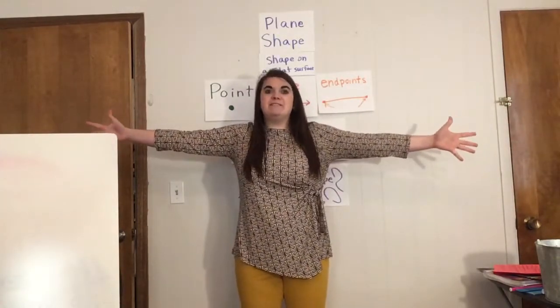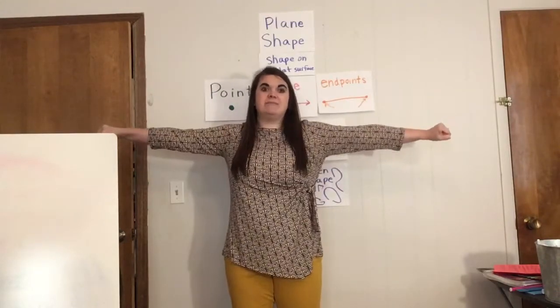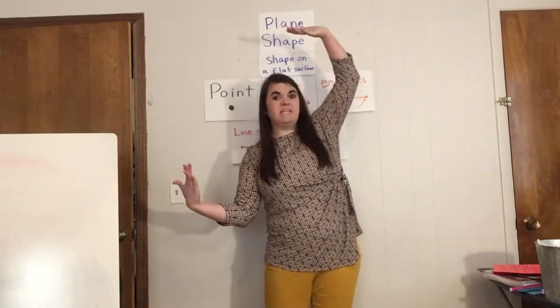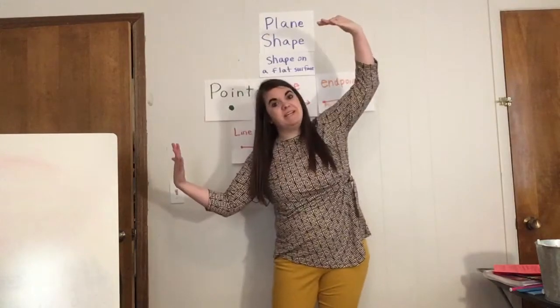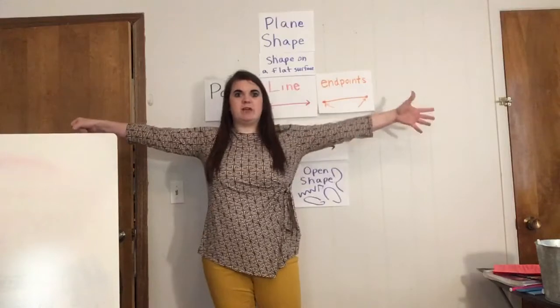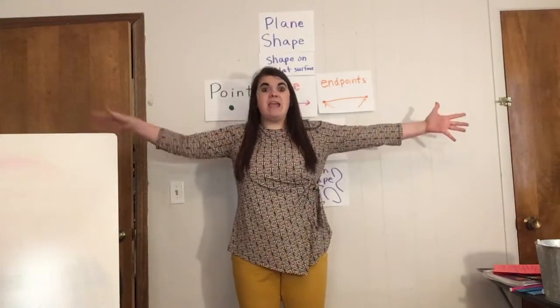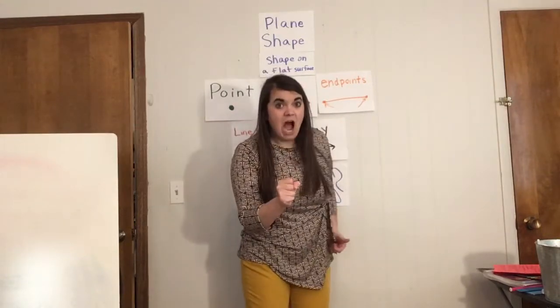Miss Dinkle says, make endpoints. Miss Dinkle says, make a line segment. Miss Dinkle says, make endpoints. Miss Dinkle says, make an open shape. Miss Dinkle says, make a closed shape. Miss Dinkle says, make an open shape. Miss Dinkle says, make a point. Miss Dinkle says, make a ray. Endpoint on one side, arrow on the other side. Miss Dinkle says, make a line. Miss Dinkle says, make a ray. Miss Dinkle says, make a line. Make a point. Did I get you?